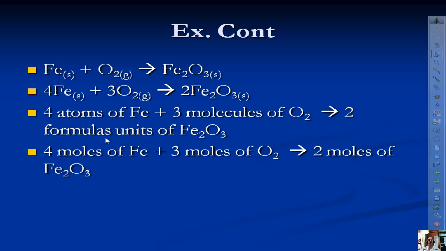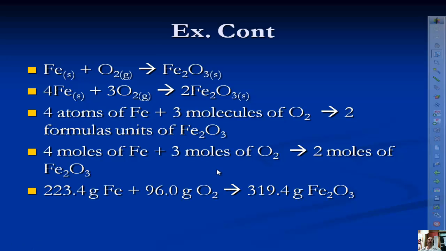Now it says describe it in terms of moles. This is the easy one. We don't even have to worry about what they are. Same thing, but instead of using the words atoms, molecules, formula units, we're just going to put in moles. 4 moles of Fe plus 3 moles of O2 goes to 2 moles of Fe2O3.